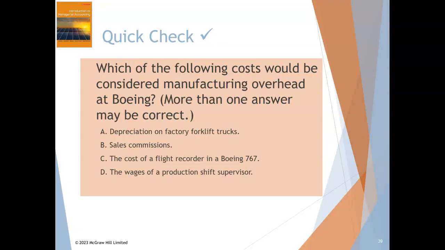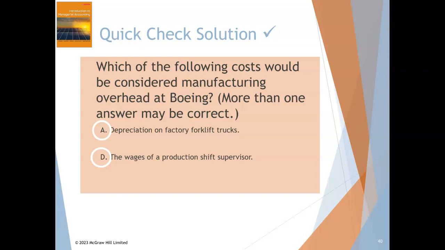Quick check. Which of the following costs would be considered manufacturing overhead at Boeing? More than one answer may be correct. A. Depreciation on factory forklift trucks. B. Sales commissions. C. The cost of a flight recorder in a Boeing 767. Or D. The wages of a production shift supervisor.